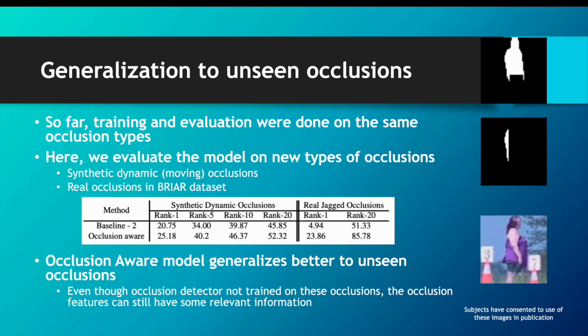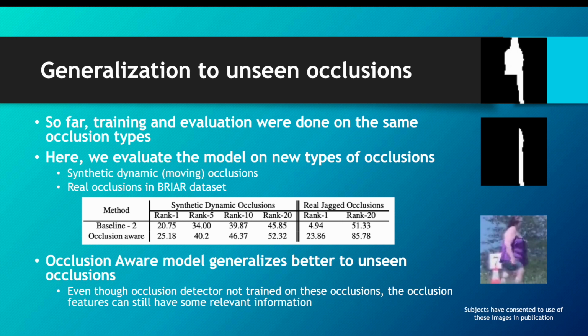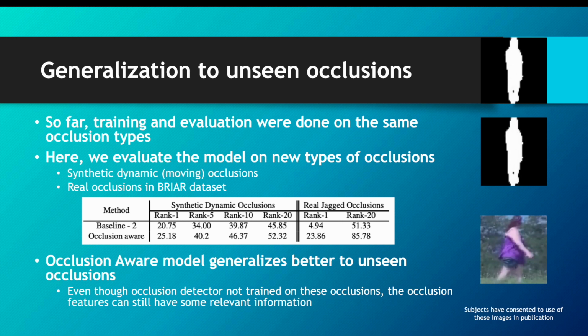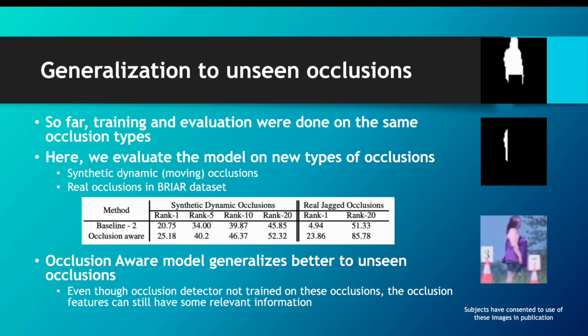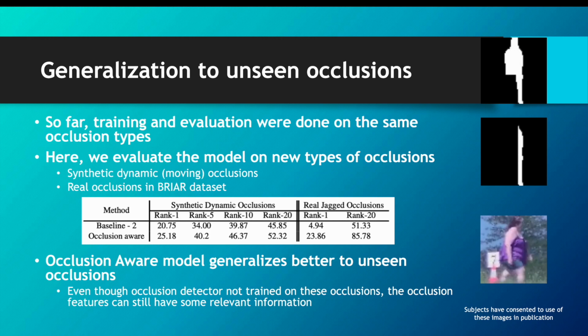And here also we see that the occlusion awareness model is able to generalize better than the baseline to these unseen occlusions, and we think it's because even though the occlusion detector is not trained on these occlusions, the intermediate features beta still have some relevant information which the model is able to exploit.